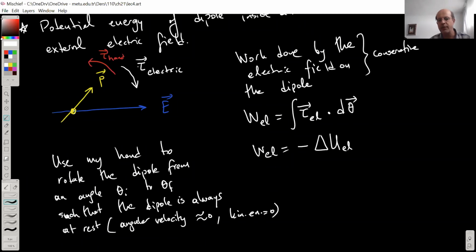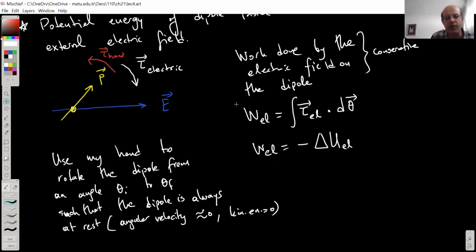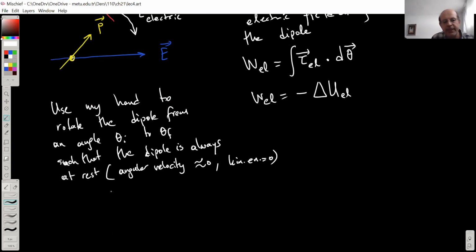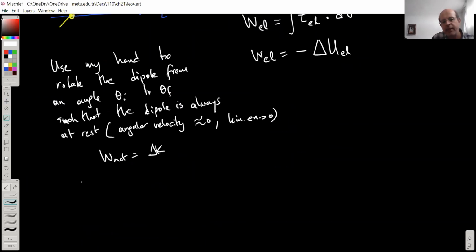I don't have much time, so let me just do it like this. This is the work kinetic energy theorem. Basically the net work done is equal to the change in the kinetic energy. But there are these two forces in here: work done by the hand, and also electric work done. And the change in the kinetic energy, we just assume this to be equal to 0. That's because of my assumption in here.